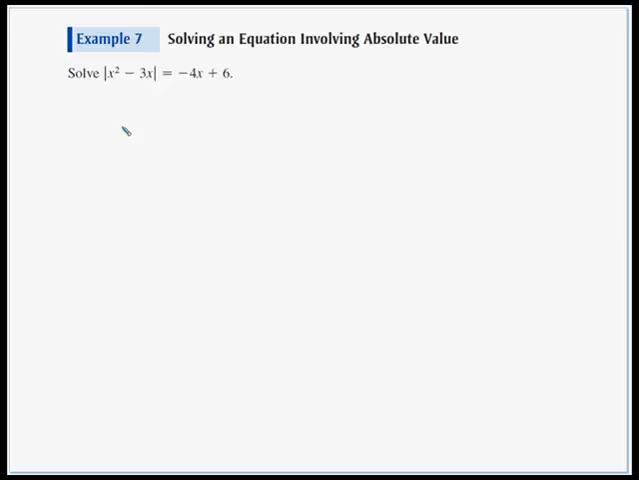Absolute value time. Now remember, what do absolute value bars do? They make whatever is inside the bars come out as a positive. So now we have something within the bars equal to something else, so we've got to look at two cases here. In the first case, we're going to assume what is in the bars will be positive anyway, and then the bars will not have any effect. They'll just remain positive. So here, we're going to assume that what is within the bars turns out to be positive, and we're just going to drop the bars and write x squared minus 3x equals negative 4x plus 6.